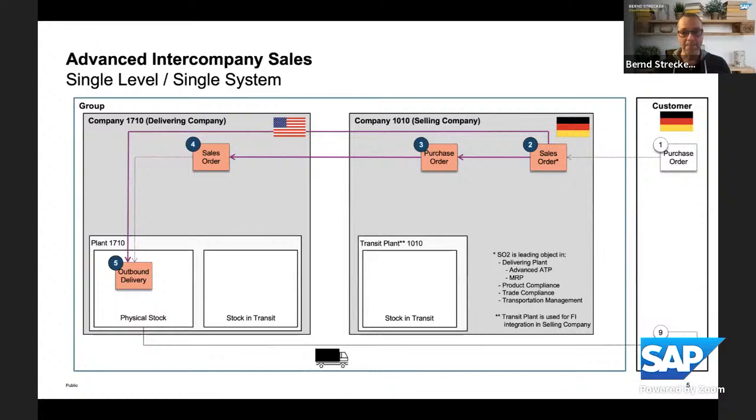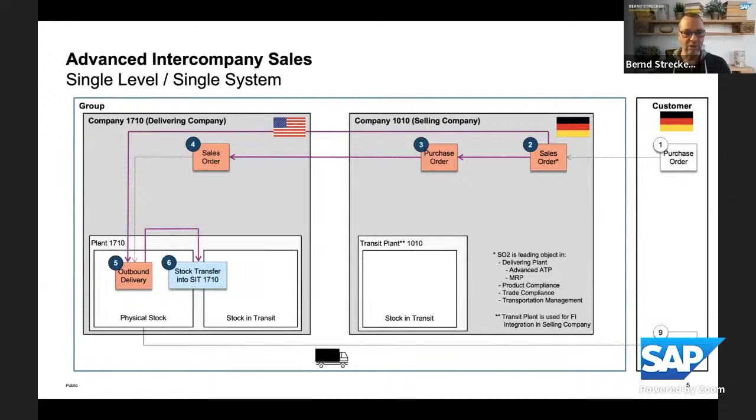Good. In order to establish a valuated stock in transit that belongs to the selling company in Germany, we have established a new field in sales order item level called transit plant. And this field is used to have a goods receipt, where then the stock belongs to the selling company, and we have a goods issue from this transit plant. It's an additional field in sales order 2 item.